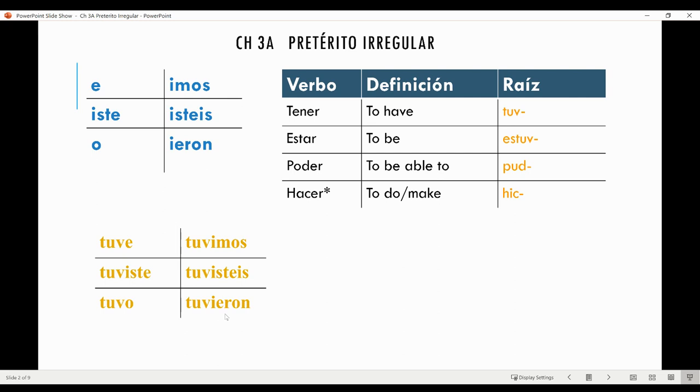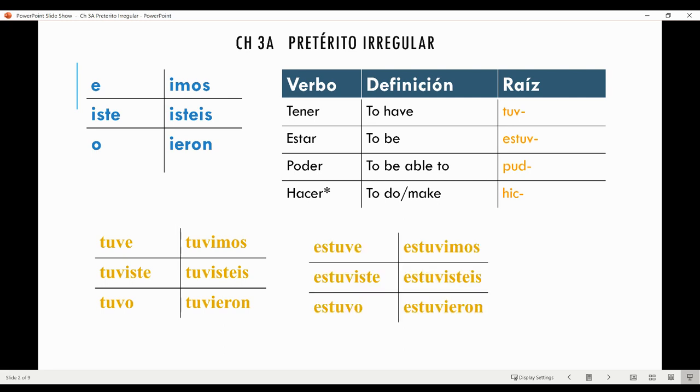If it were a regular verb, you would say like tení, teniste, tenió, but it's not a regular verb. I do not want to see that on a test. You have to change the stem to tuv, and then add these endings. It's an irregular verb, kind of like in English. You don't say I buy, we say I bought. I don't say I steal, we say I stole. Or I don't say I go to the movies, we say I went. So in English, you have irregular verbs. In Spanish, you also have irregular verbs.